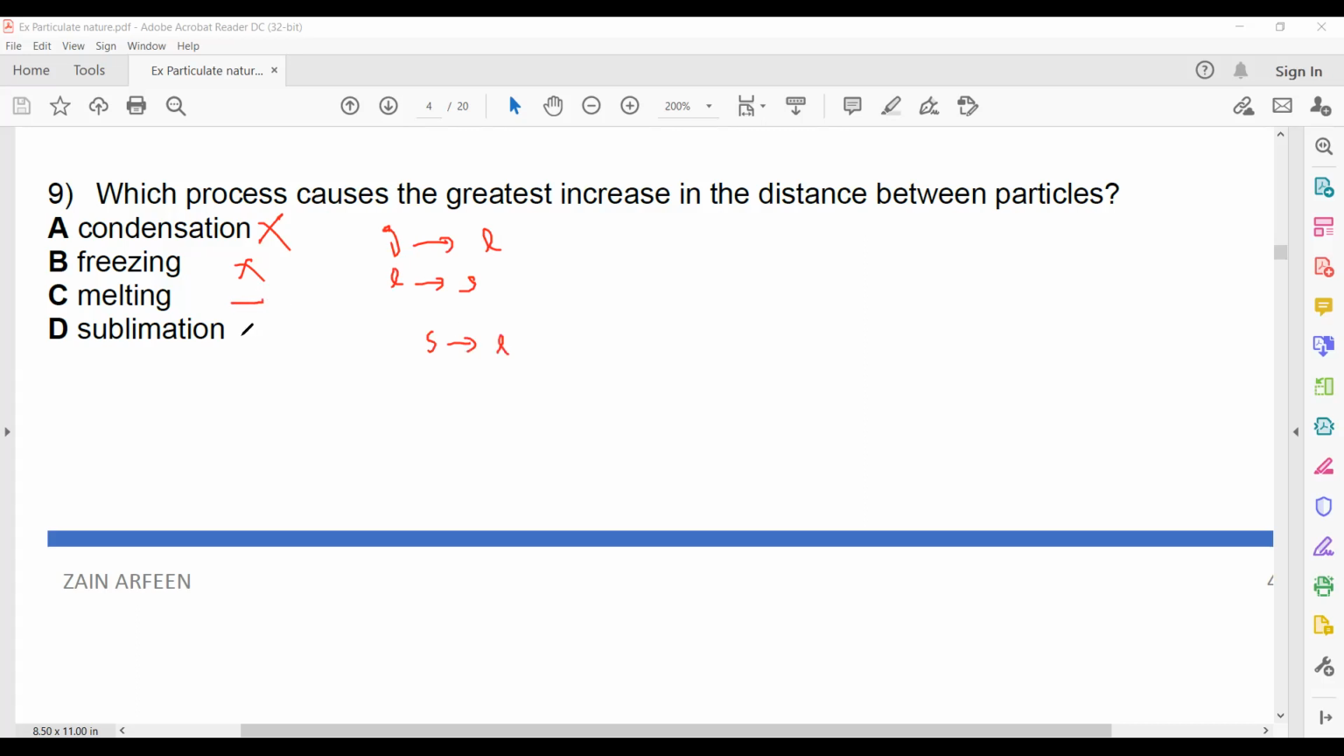That can be an answer, but in sublimation, what happened? A solid directly changed to gas. So if a solid directly changes to gas, there will be the greatest increase in the distance between the particles. Like in a solid, the particles are very tightly packed. In gases, the particles move far away from each other. So there is the greatest increase in distance between the particles for sublimation. So D is the right answer.